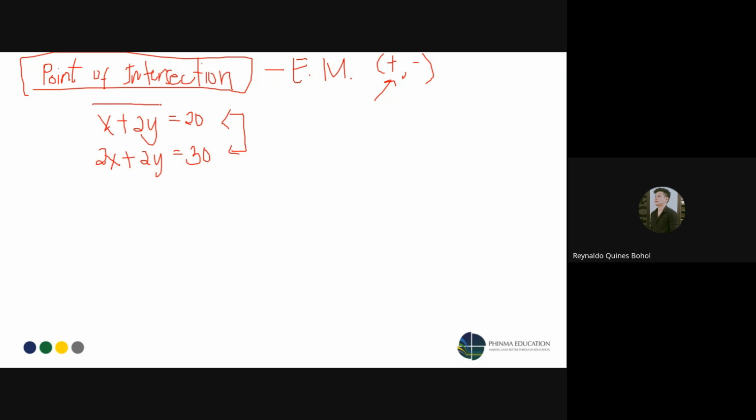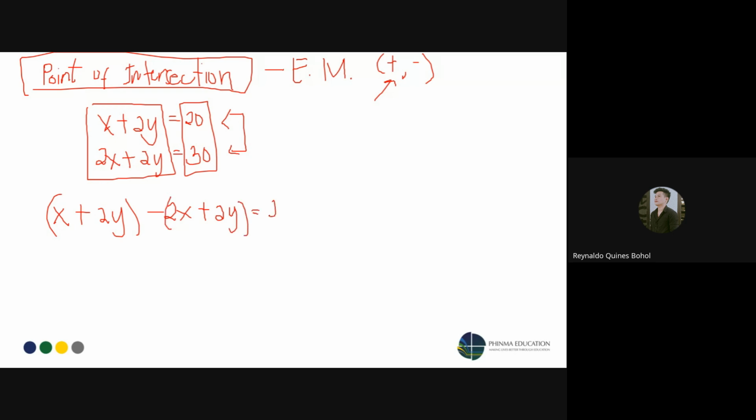Minus, sabi ni Bien. Very good. So we're going to subtract variable to variable and constant to constant. So x plus 2y minus 2x plus 2y equals 20 minus 30. So kapag pinag-minus natin dito, i-distribute natin yung negative sign dito. Okay, this is negative 2x minus 2y equals 20 minus 30.